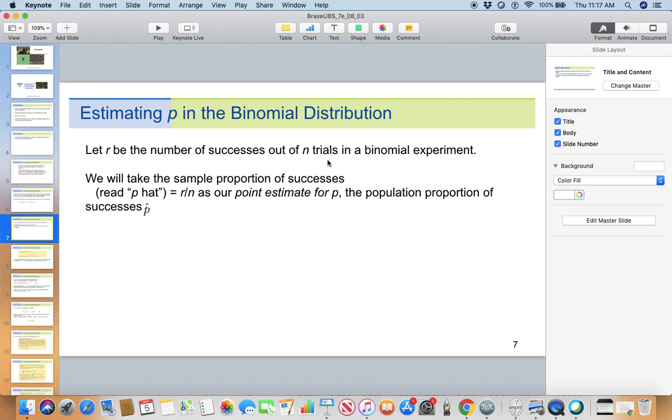Let R be the number of successes out of n trials in a binomial experiment. We will take the sample proportion of success, that is P hat. What is P hat? This is the proportion of successes, R over N, as our point estimate for P. Okay. The population proportion of the successes P hat. So what is P hat? R over N. Okay, so this is our point estimate for P.